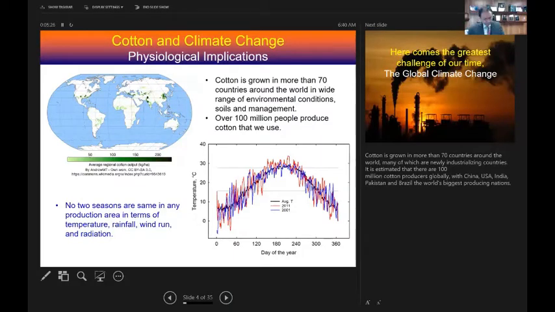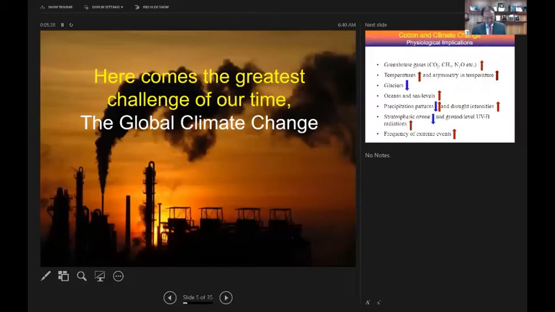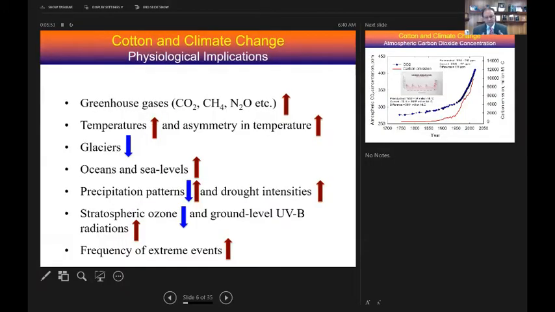So the more important aspect is quantifying and understanding stress factor effects on crop growth and development. That is one of the aspects that I've been working on for the last 30 years. On top of it, one of the challenges that we have is global climate change. I'm not an expert on climate change aspects, so I'm just going to introduce this and then move on to my aspects.